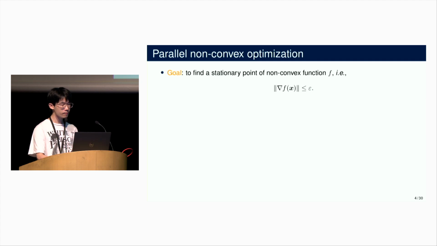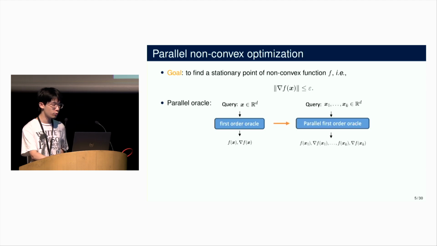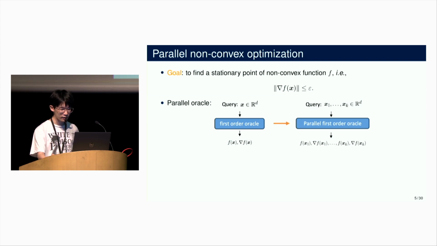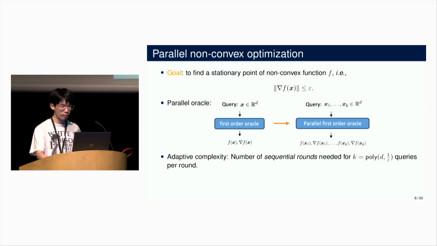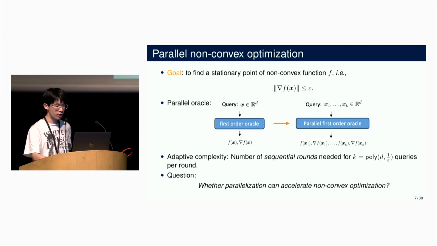Firstly is the background, and we consider parallel non-convex optimization. The goal is to find the stationary point of a non-convex and smooth function f, in other words, the gradient norm is small enough. And the main difference compared to query complexity is that the oracle is parallel. In other words, in every round, you can query many points, and the parallel first-order oracle will answer the function value and the gradient value of these queries. And the adaptive complexity means how many sequential rounds are needed to find a stationary point. And the question is whether a parallel oracle can accelerate non-convex optimization.